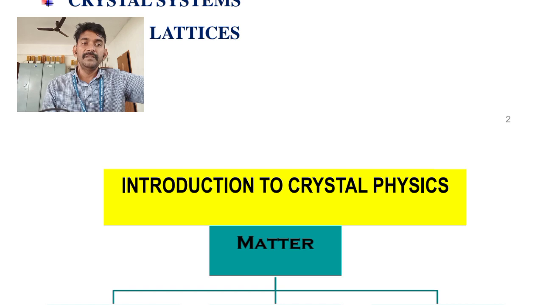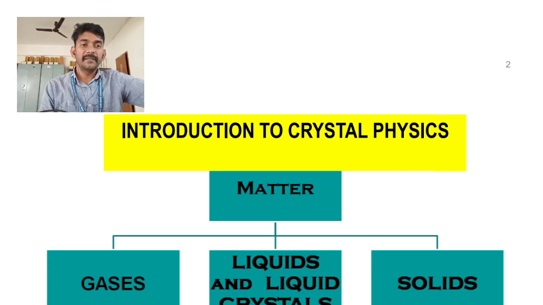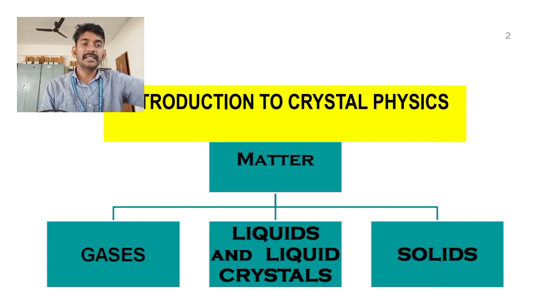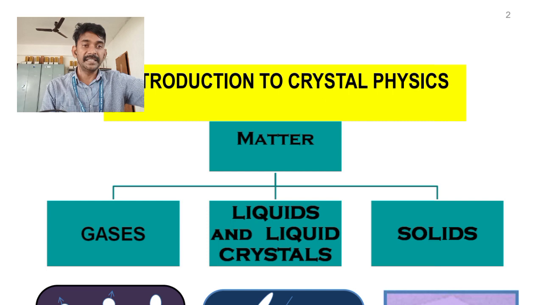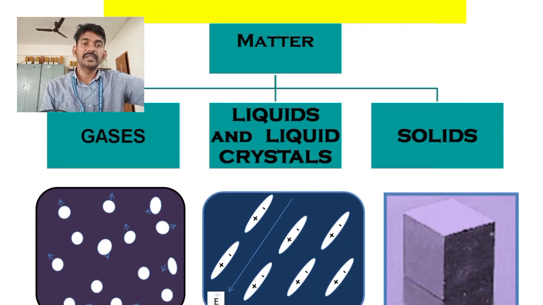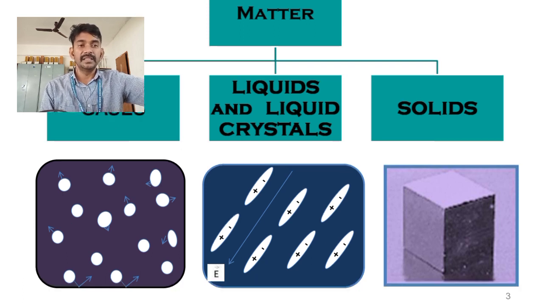Normally, we classify matter into three types: gases, liquids and liquid crystals, and solids. Gases, for example hydrogen and helium. Liquids, for example water and kerosene. And solids, the normal materials we call solids.